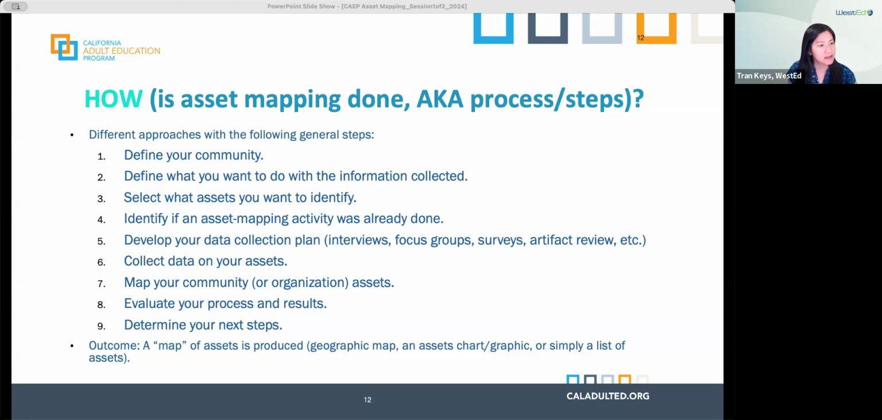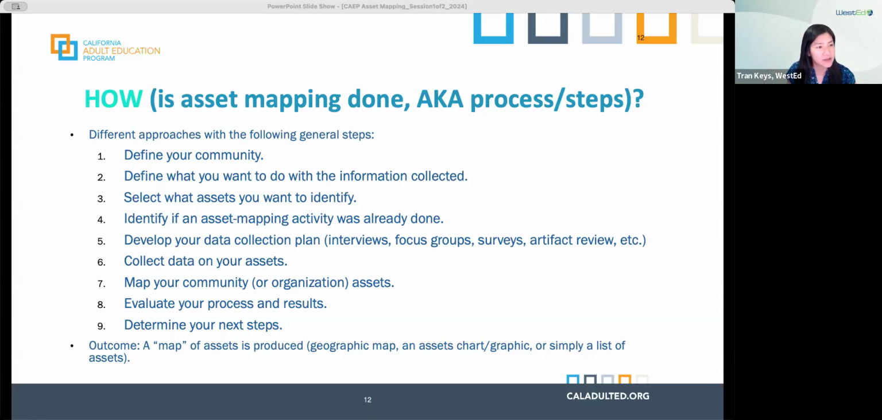We talk about collecting data, and now it's time to collect the data on the assets that have been agreed upon. 7 is mapping your community or your organization's assets. That would be a next step. 8 would be evaluate your process and results. And I notice it's not just evaluating your results, it's your process as well.